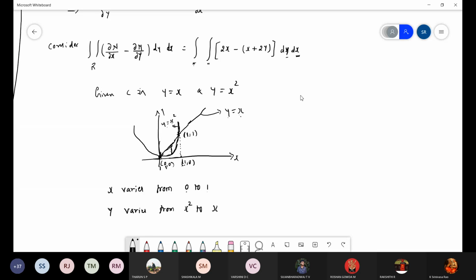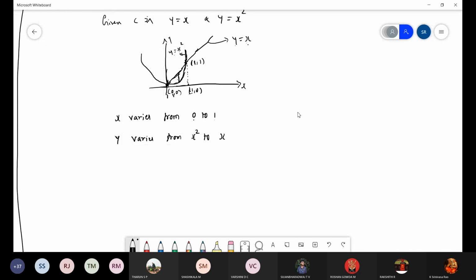I think in the last semester we solved integration by changing the order. Do you remember? Anyhow, that is the concept. Now you take the problem again.